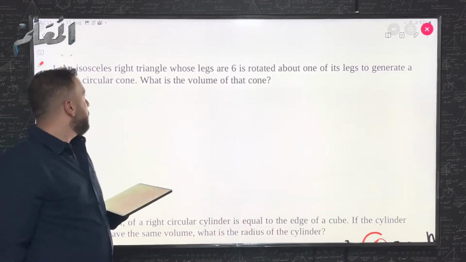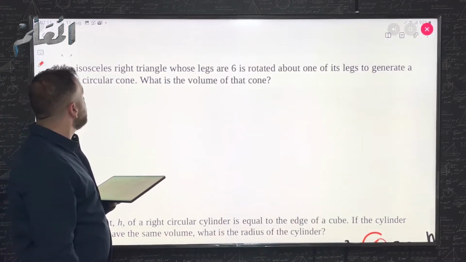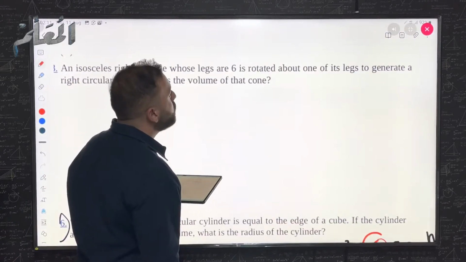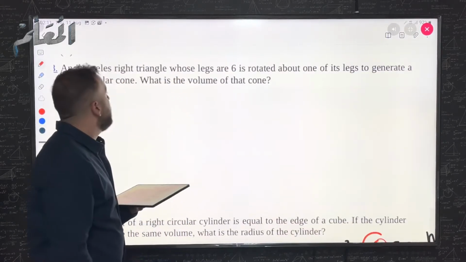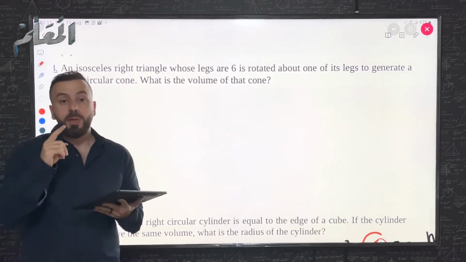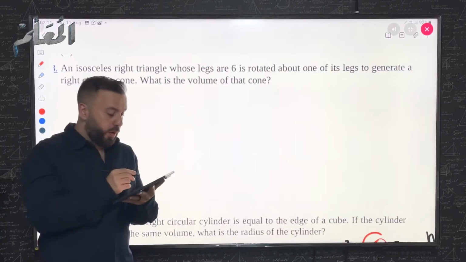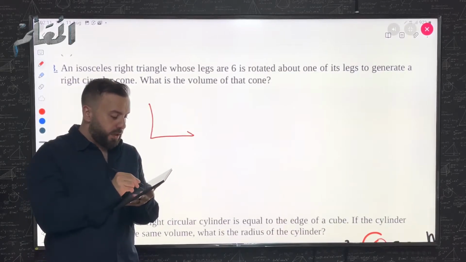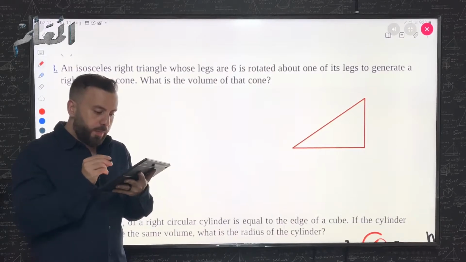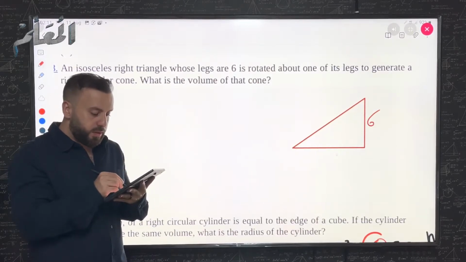Question 5. Now, an isosceles right triangle whose legs are 6 is rotated about one of the legs. Okay, we want here the volume of the cone. I believe the director will show you now a triangle like this. One second, let me draw it properly. Triangle like this, or approximately like this one. This is 6 and this 6.